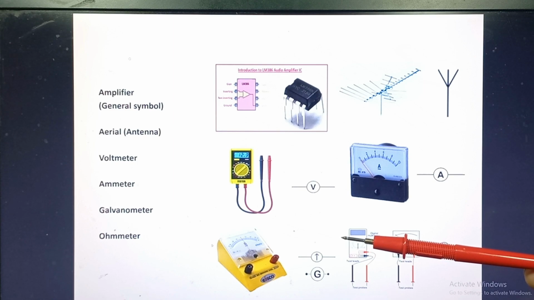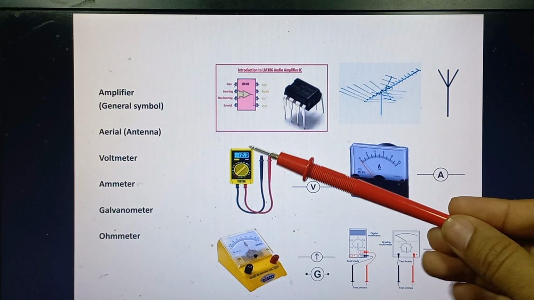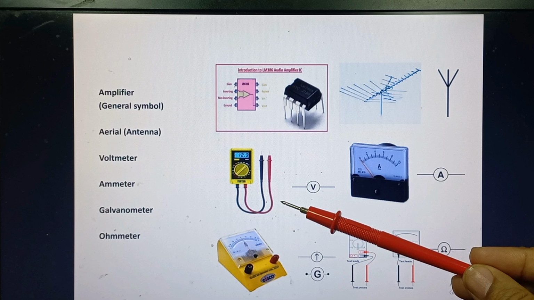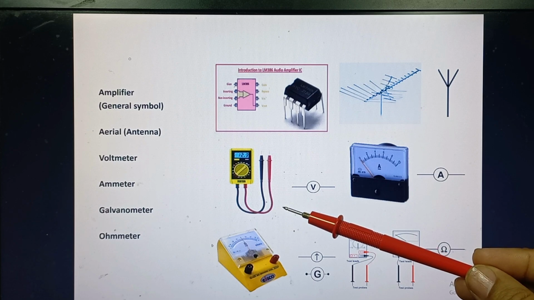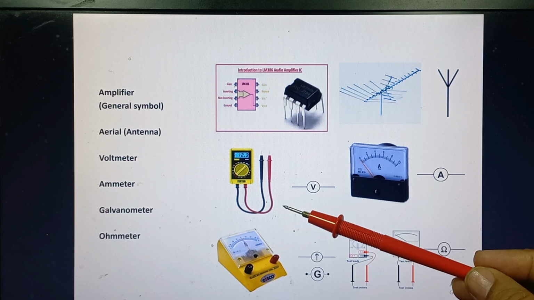DC ranges are indicated by voltage symbols representing DC values on the meter. You can take the measurements of voltages, of currents, and of resistances with the help of these digital multimeters.